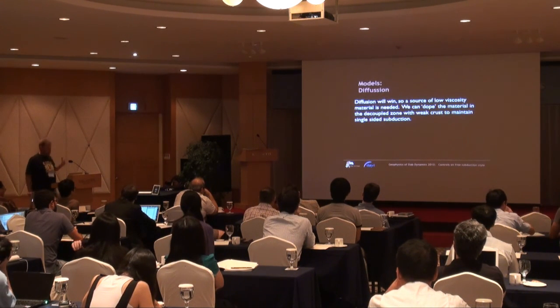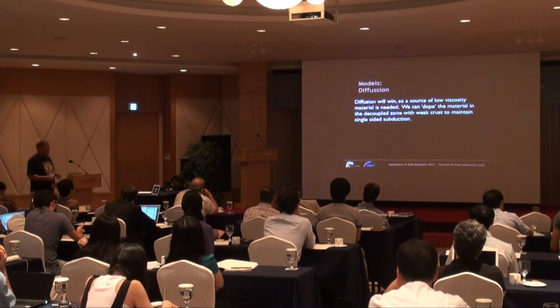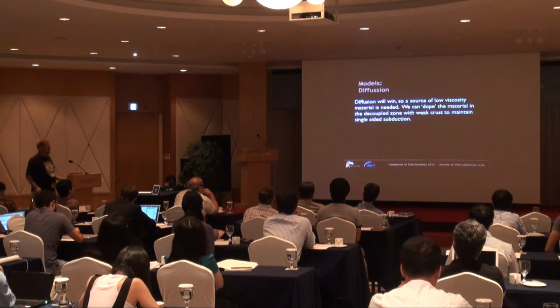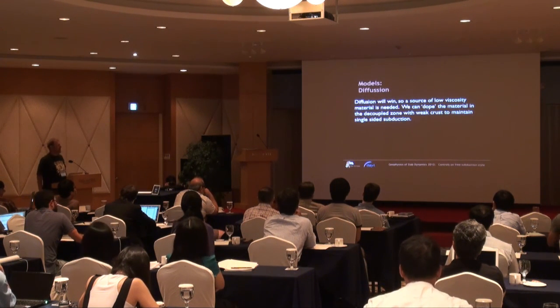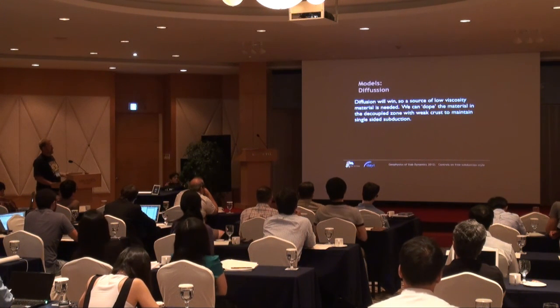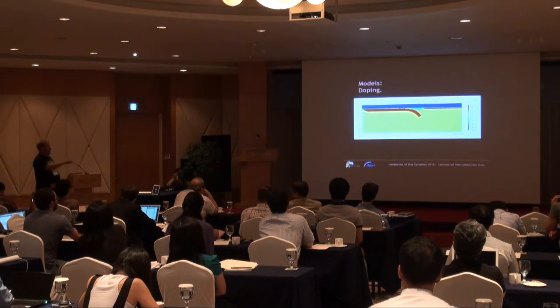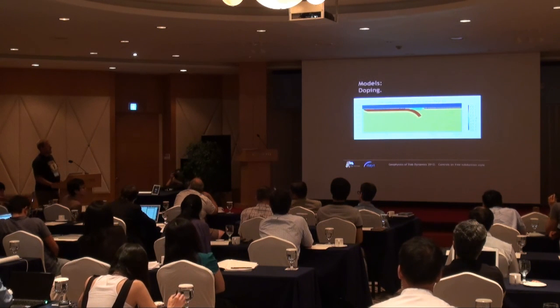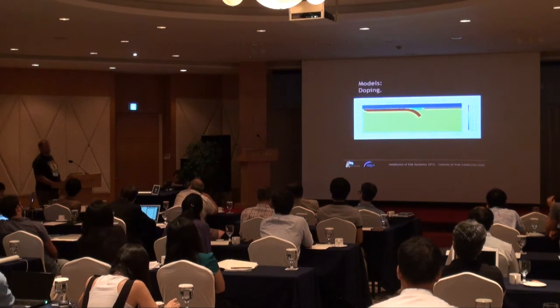And so we need to give it a source of low viscosity material, a bit of performance enhancement for our models. Like a Tour de France cyclist, we can dope the material in the decoupled zone with an extra amount of this weak crust and maintain this single-sided subduction for longer. And that's what you see here. This cyan color is the weak crust that we've thrown in there.